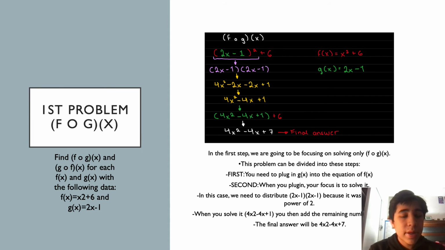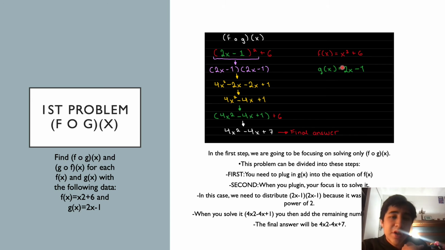This problem can be divided into these steps. First, you need to plug in g of x, which is 2x minus 1, into the equation of f of x. As we can see here in the example, g of x is the green and f of x is the red. So we just plug in wherever we see an x in the f of x equation. Second, when you plug in, your main focus is to solve it.